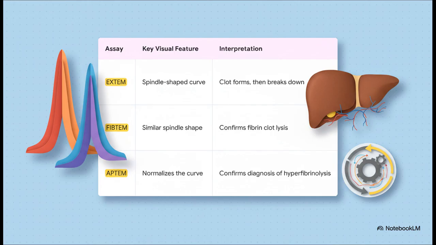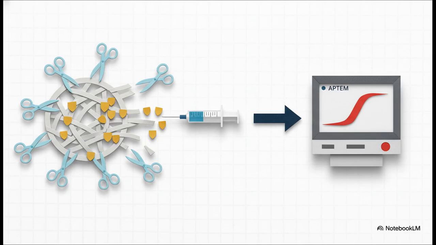And this is where the diagnostic power of that APTEM assay is just brilliant. When you run it at the same time, the anti-fibrinolytic that's in the reagent prevents this breakdown, and you get a normal, stable curve. That dramatic difference, the collapsing EXTEM right next to the healthy APTEM, that is your definitive diagnosis. And once you've confirmed it, the treatment is very straightforward.